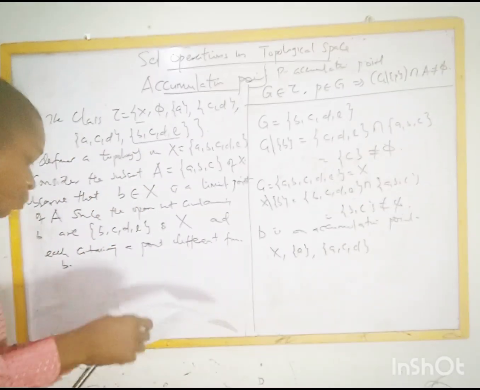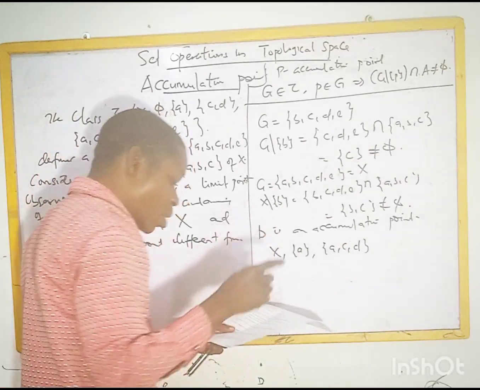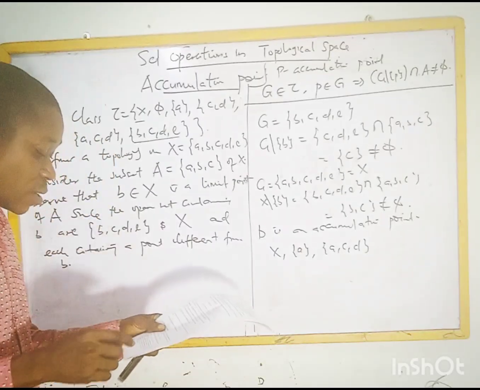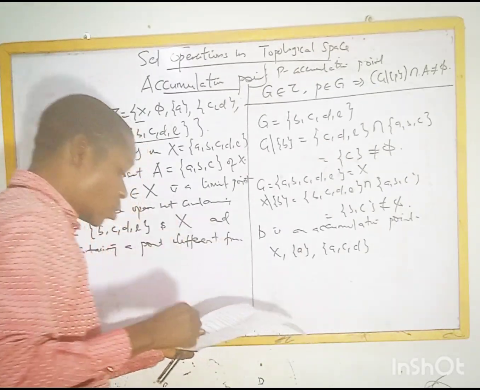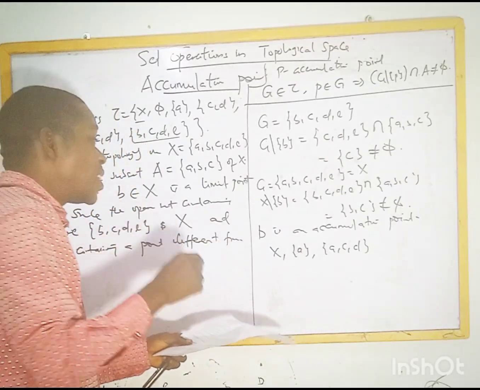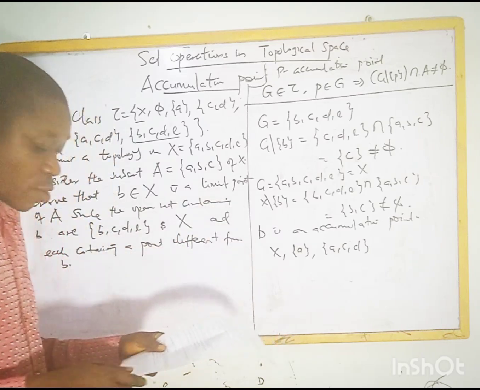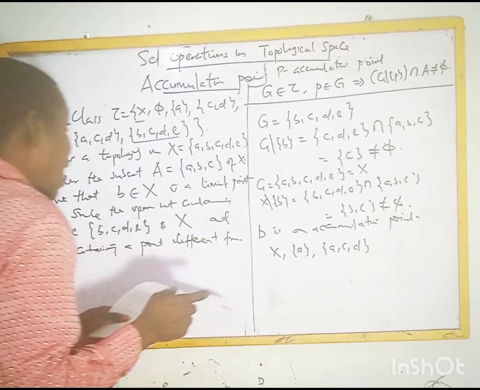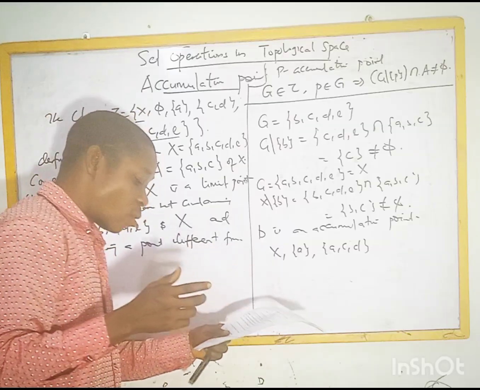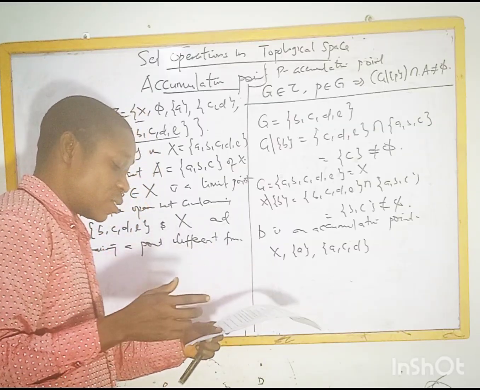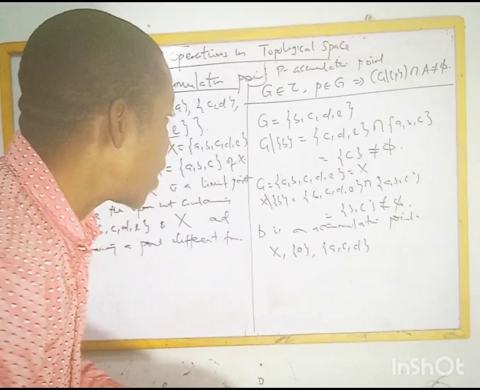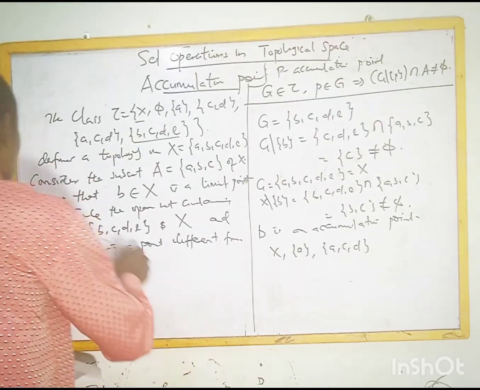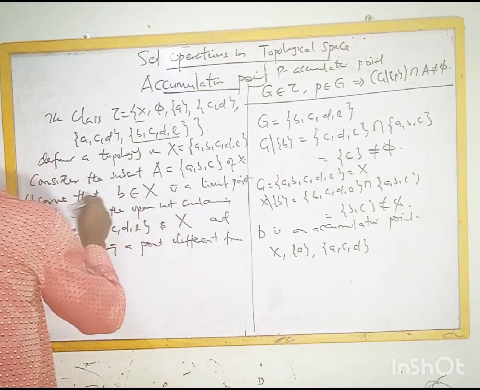On the other hand, the point A here is not a limit point of A, since the open set which contains A does not contain a point of A different from A. So similarly, D and E are limit points of A. Consider that. Now let's go to C and D also.